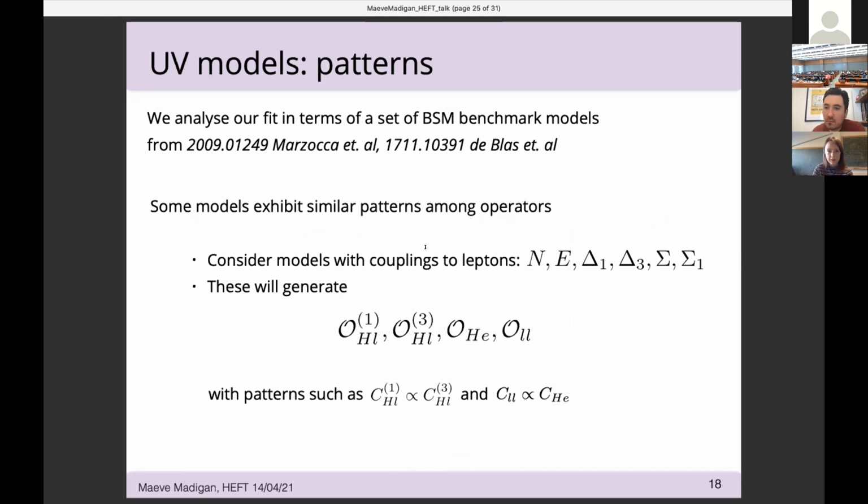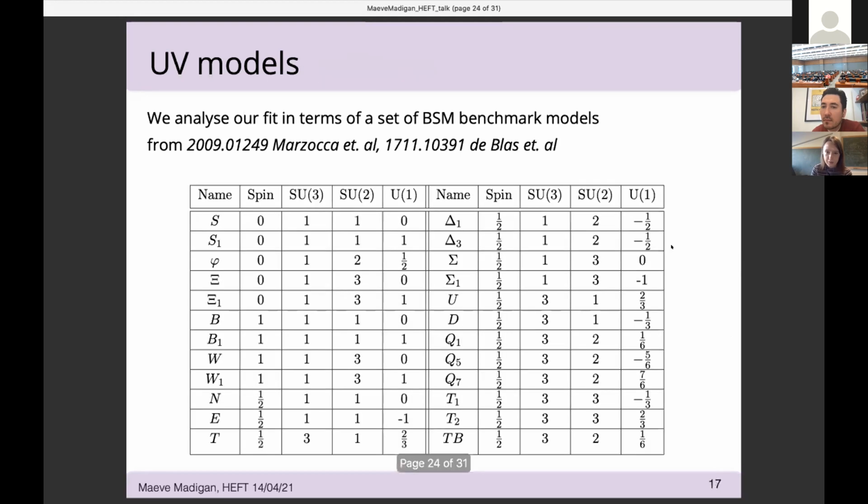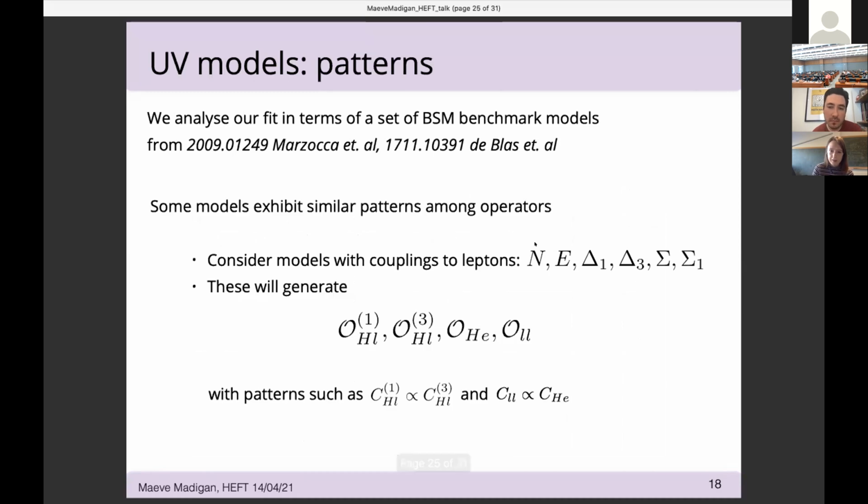So if we pause and look at models with couplings to leptons, these are things like N, E, the deltas and the sigmas. If we go back, N and E are fermions, and these deltas and sigmas are fermions again with different SU2 charges. What these have in common is that they all feature some sort of couplings to leptons. When they're integrated out, they generate operators, of course, involving leptons, as well as some other interactions. And generally, because these are all linked by a single coupling of the models, the operators and the Wilson coefficients will be proportional to each other. So CHL1 is generally proportional to CHL3, and CLL will be proportional to CHE.